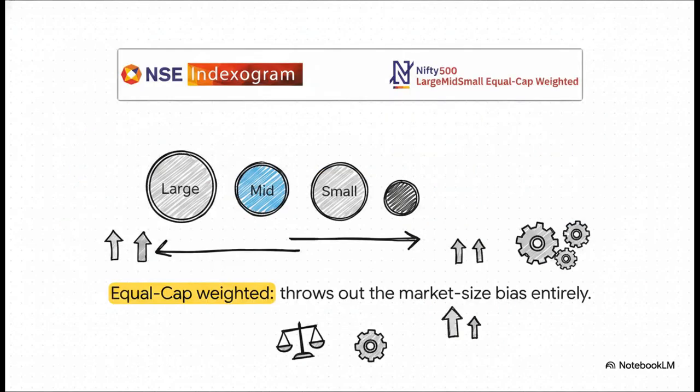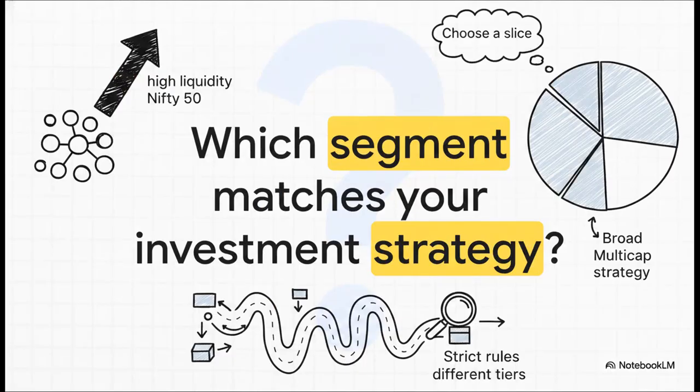Alternatively, with an equal cap weighted index, you can just throw out the market size bias entirely. This specific index assigns exactly equal quarterly weights to the large, mid, and small segments. It's honestly a fascinating way to ensure that the massive heavyweights don't drown out the performance of the smaller, high-growth challengers. Understanding how these benchmarks are built is quite literally the blueprint to understanding your own investments.